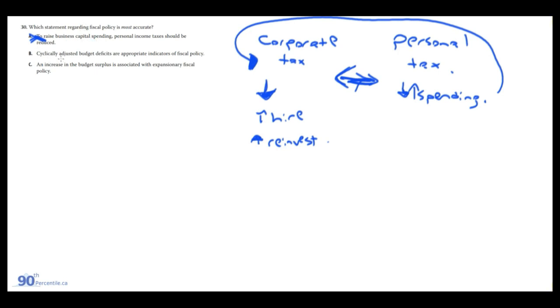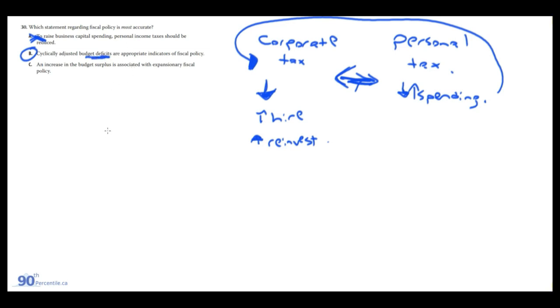Going on to B, cyclically adjusted budget deficits are appropriate indicators of fiscal policy. This is true. And the whole concept behind this is that the government will set their budget every quarter, every year, every whatever, and they outline what they're spending all their money on different aspects of the economy, and they should reevaluate these deficits. And deficit, of course, is when you're spending more than what you're taking in. So they should reevaluate these budget deficits on a timely basis.